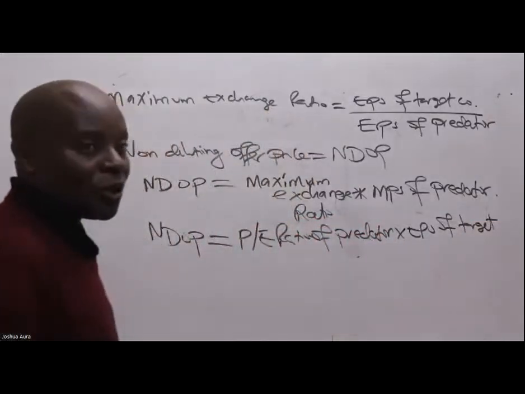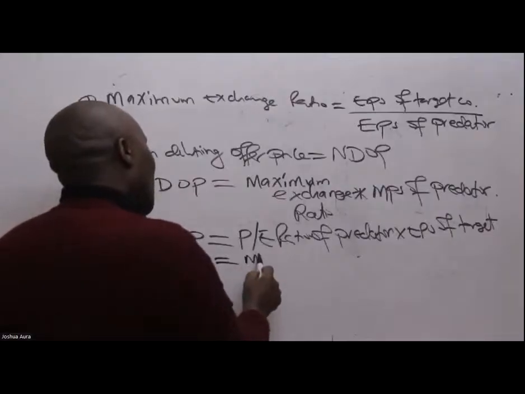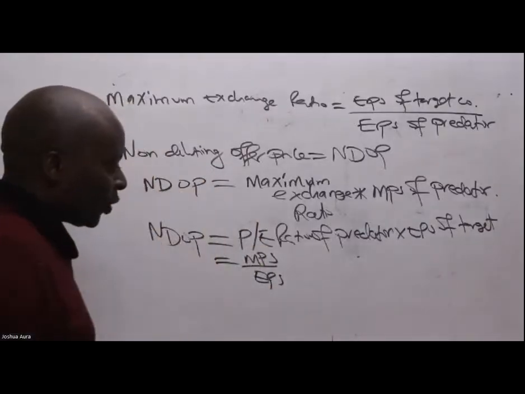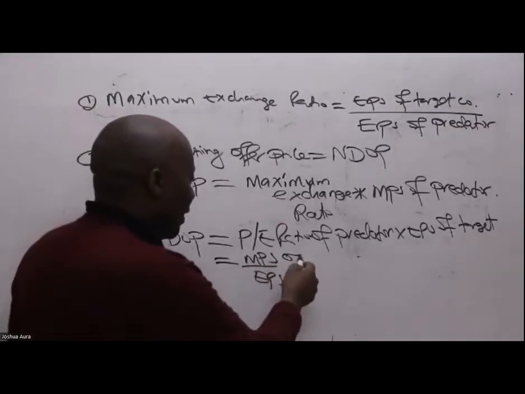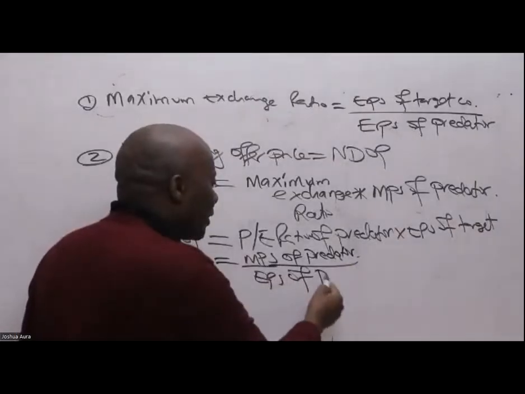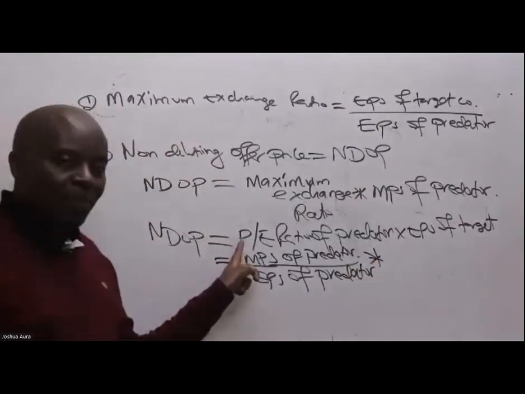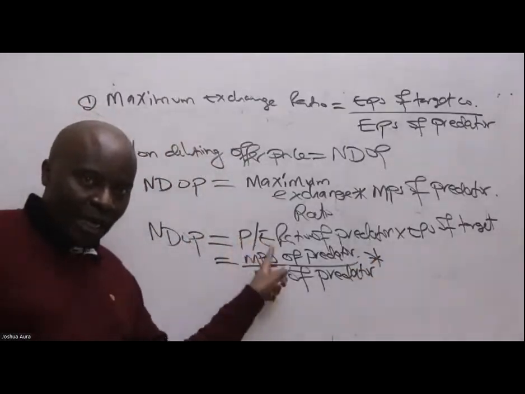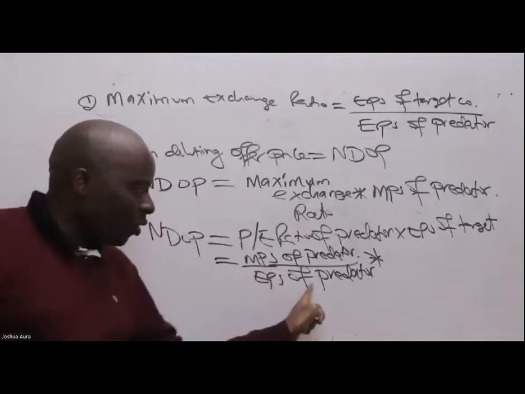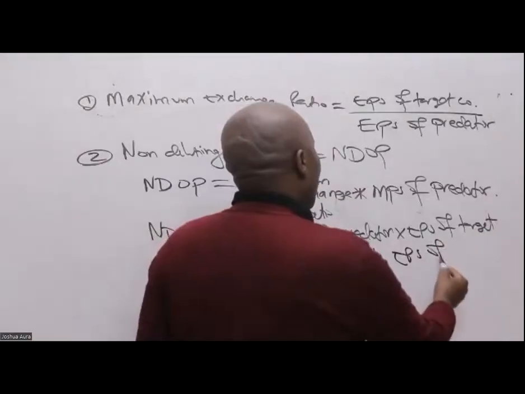What Mr. George is telling us there is that this PE ratio, of course, he knows the formula. It is MPS all over EPS. So it is MPS of predator all over EPS of predator. Price earnings ratio. So it's price of the predator, earnings of the predator, times EPS of the target company.